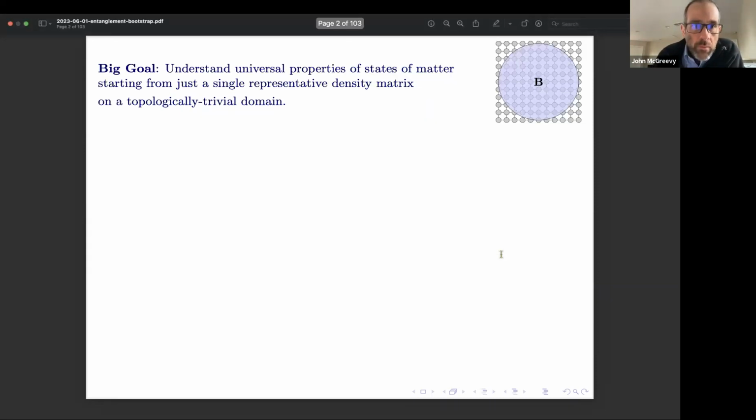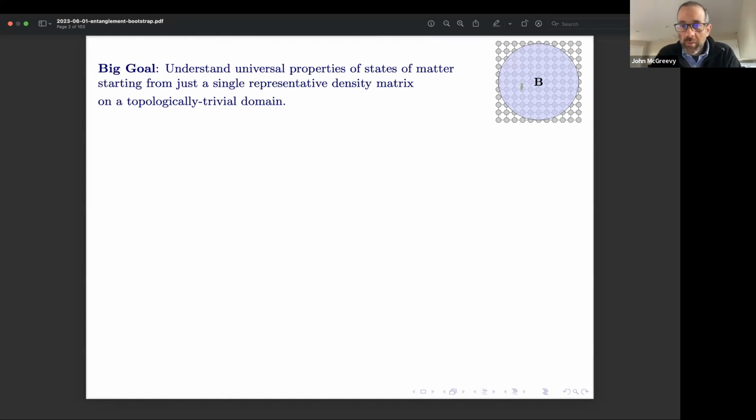Okay, so the basic principle of entanglement bootstrap is the following, I guess, goal is maybe a good way to say it. It's the idea that we can understand all of the universal properties of states of matter given just a single wave function, a single representative wave function, and not even the whole wave function, just the reduced density matrix of a local region.